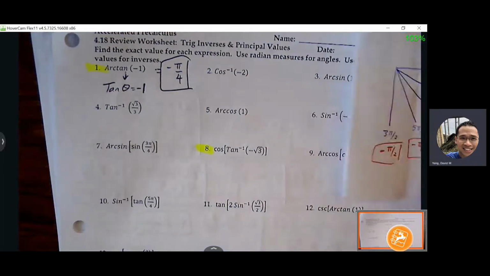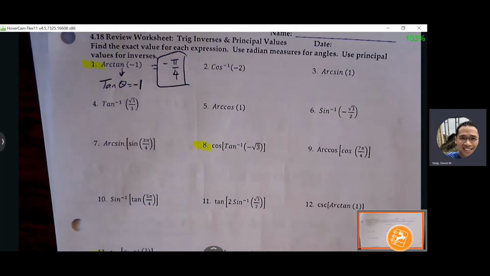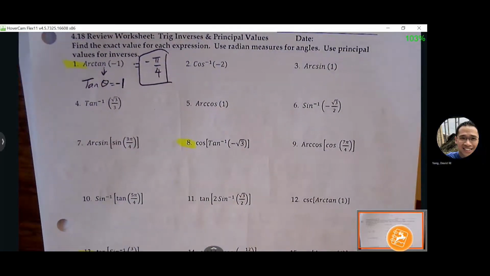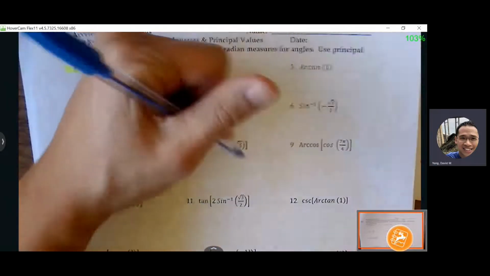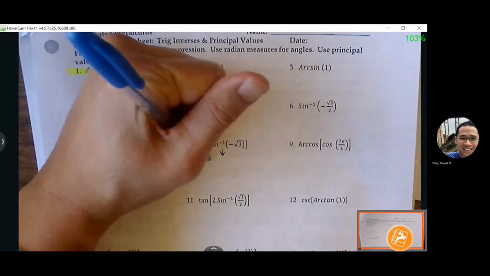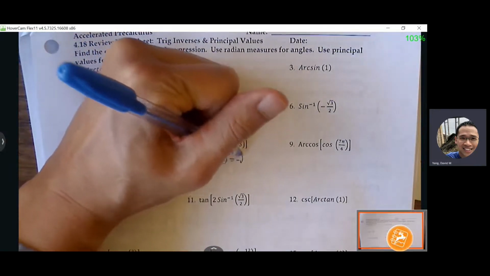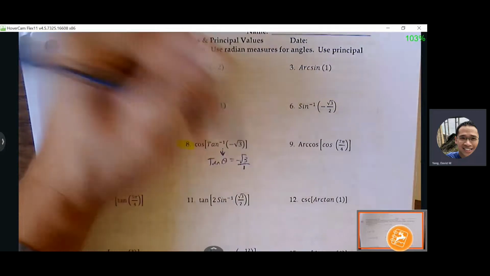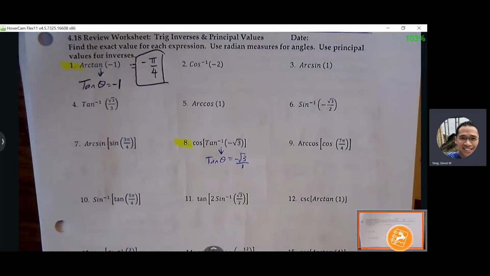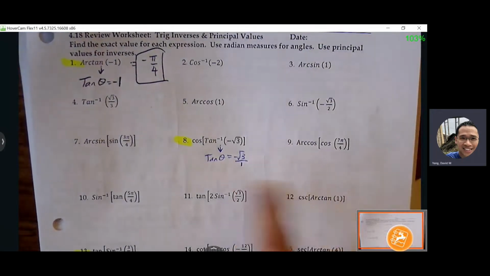Okay, all the rest of these are going to kind of follow that pattern. Let's look at number 8. Cosine of inverse tangent of -√3. So first things first, we always pay attention to the inside first. Get that written out. Tangent of theta is equal to -√3 over 1, if that helps you to put that denominator below. Okay, so you look at the unit circle here. When is tangent equal to -√3?